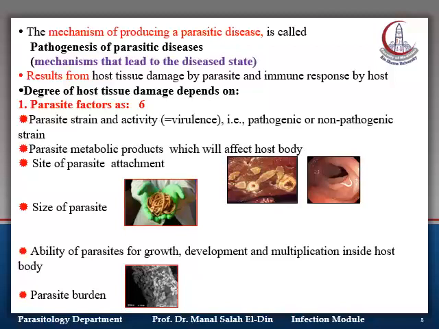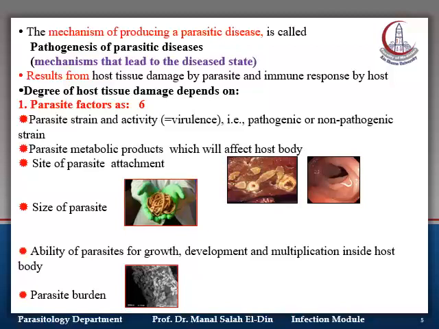Then third, there is the site of parasite attachment. In these 2 figures beside each other, you can see a parasite in the liver and the bile duct, and another one, a roundworm, in the large intestine. So the site of parasite attachment differs and affects the degree of host tissue damage. Then we have the size of the parasite. You can see these hands are carrying a single adult roundworm. A single one can reach 35 centimeters. So the size of the parasite affects, and it can cause obstruction to the intestine, the large intestine, for example.